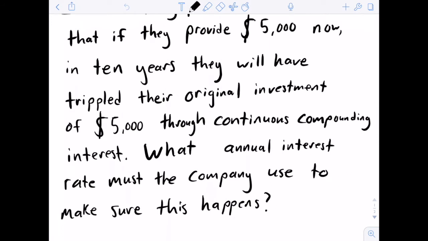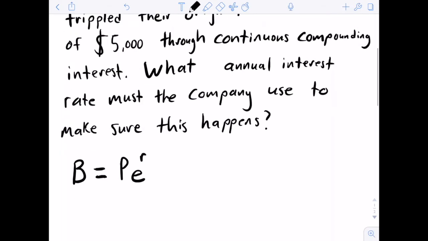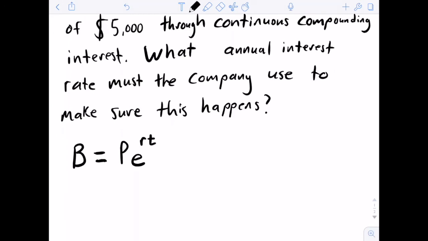Right, so we've pretty much solved for every variable except for the interest rate. So I thought this would be a good opportunity to do that. Okay, so first thing we want to know is that the continuous compounding formula is the future investment equals the principal times e to the power of the annual interest rate times time, t.